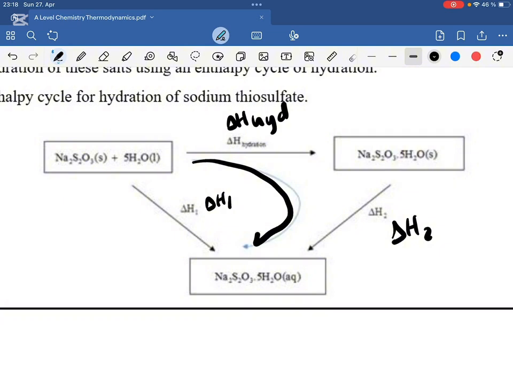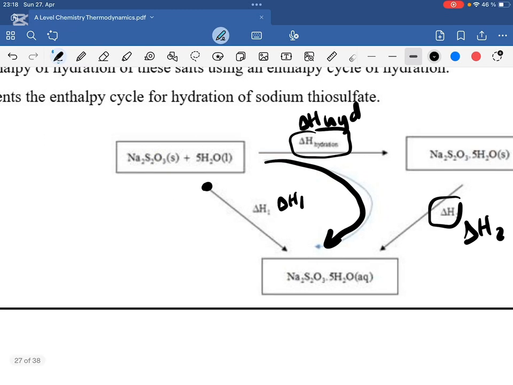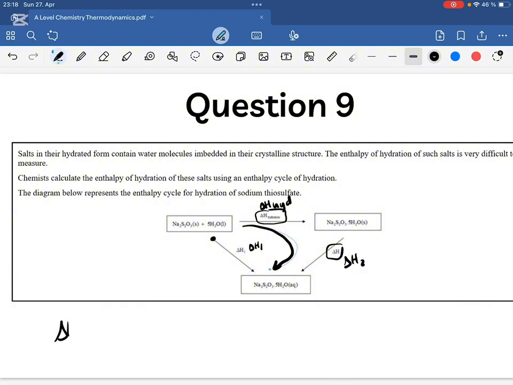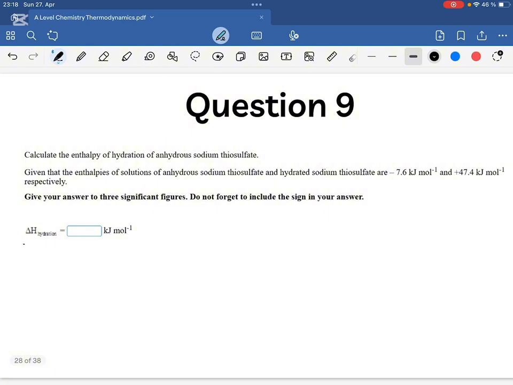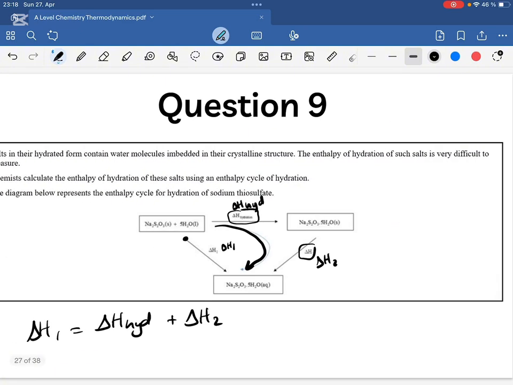And since we're going this way, actually going from this arrow over here, this means that delta H1 is equal to this value plus this value. So I'm going to write that delta H1 is equal to the delta H hydration plus the delta H2. So I need to find the delta H hydration. By rearranging the equation, delta H hydration is going to be equal to delta H1 minus delta H2.